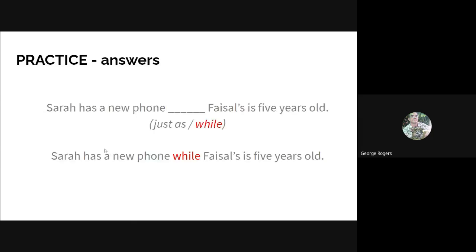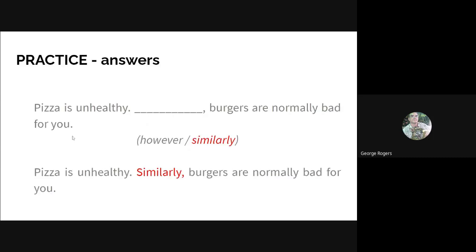Right? Bezos is 5 years old. Again, subordinator again. What was 5 years old? If that's all we see. Sarah has a new phone while Bezos is 5 years old. Together, it all makes sense. We're contrasting one's new, one's old. Number 4, I believe, is the next one.